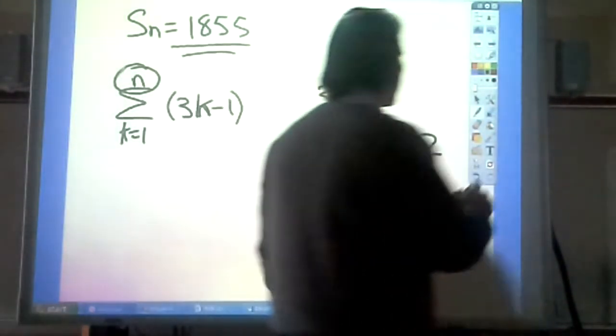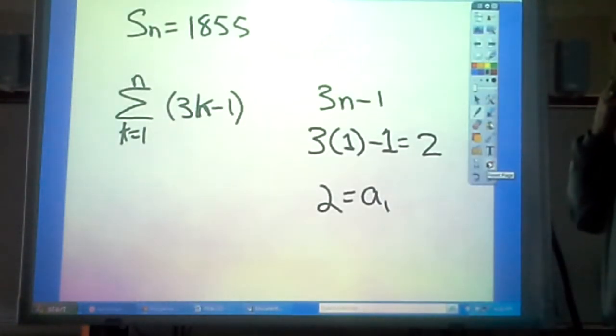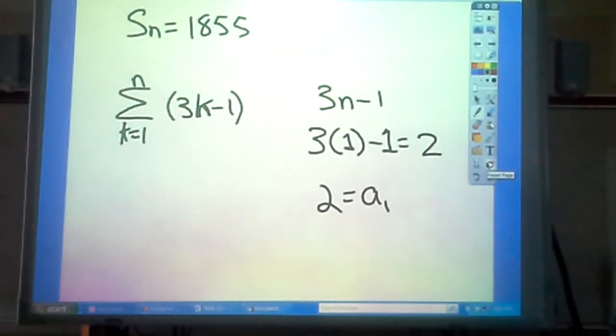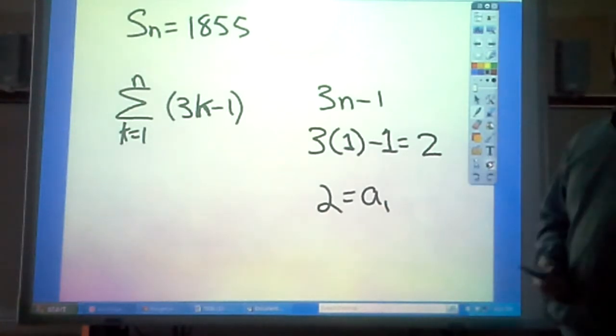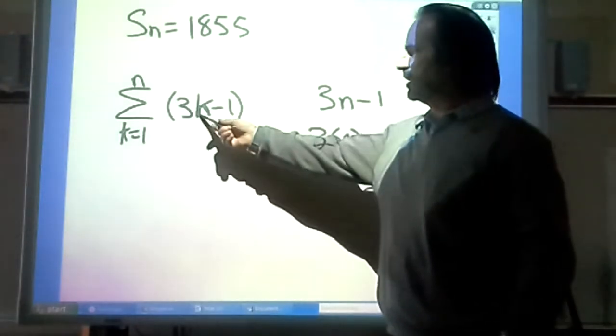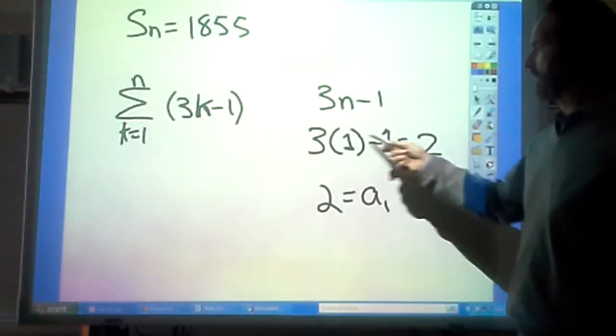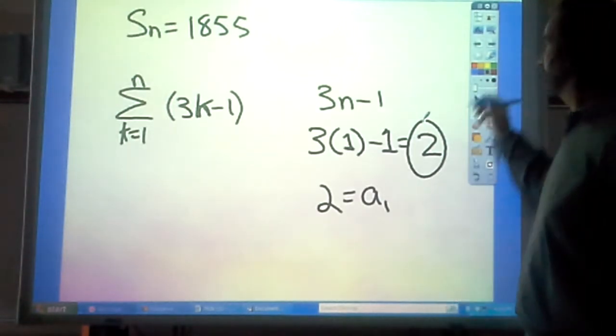All right, here's the real way to do it. The real way starts off with that formula that we talked about in the beginning of the slides. To do that, I need my first term. So remember, I've created this. Well, I plug in 1. 3 times 1 is 3, minus 1 is 2. There's my first term, 2. Very important.